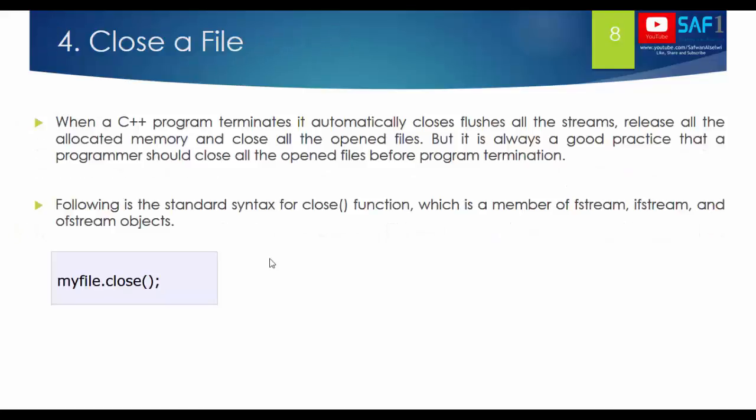The fourth operation is about closing a file. When a C++ program terminates, it automatically closes and flushes all the streams, and whatever data was being used in this program will be erased. But it is always good practice for us as programmers to close the file manually. This close function is used with fstream, ifstream, and ofstream. We simply mention the object that we declared, then dot close.